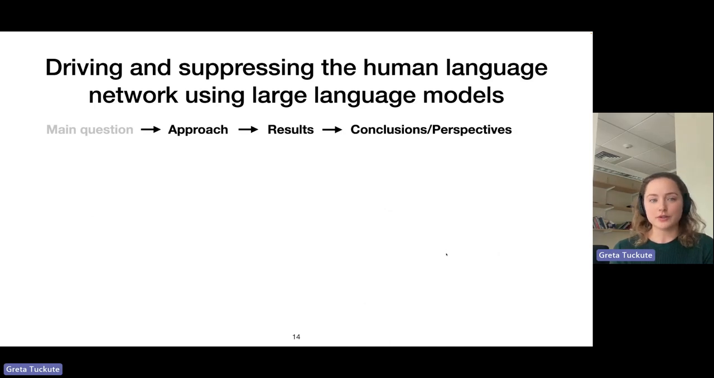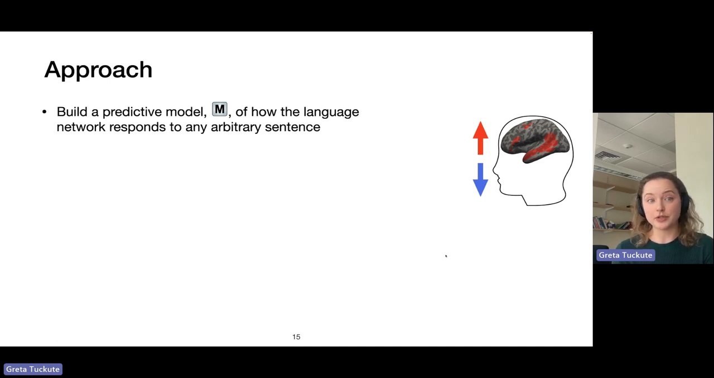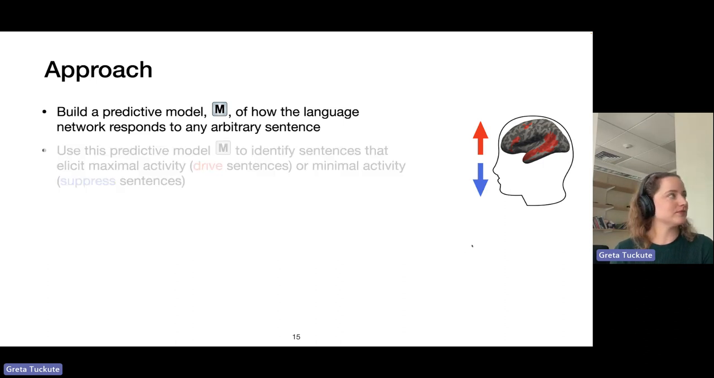So first of all, let me try to go over the approach, followed by results, and then some conclusions and perspectives. So the approach here, as I mentioned, is to build a predictive model of how the language network responds to any arbitrary sentence. Then we want to use this predictive model to identify sentences that elicit maximal activity or minimal activity in this network. The sentences that elicit maximal activity, I'll denote as drive sentences, and they will be shown in red in this presentation, while the sentences that we want to elicit minimal activity, we denote suppressed sentences, and I show them in blue in this presentation. So first, let me go over how we build this predictive model.